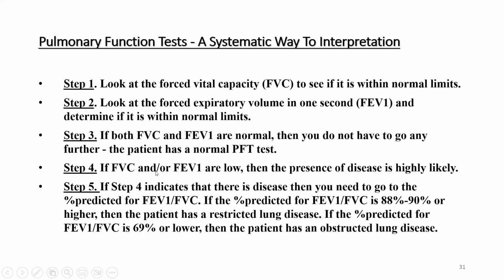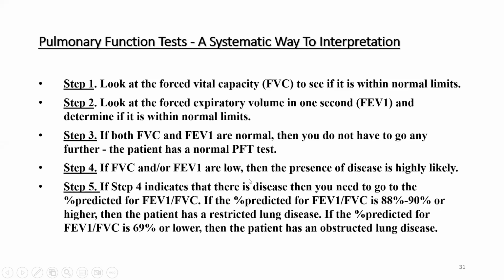Then, if the FVC and/or FEV1 are low, if both are low, then the presence of disease is highly likely. Which disease? If the previous step indicates that there is a disease, then you need to go to the percent predicted for the ratio FEV1 to FVC. If the percent predicted for the ratio is 88 to 90% or higher, then the patient has a restrictive lung defect. That is, if the ratio is normal, this is a restrictive pattern.